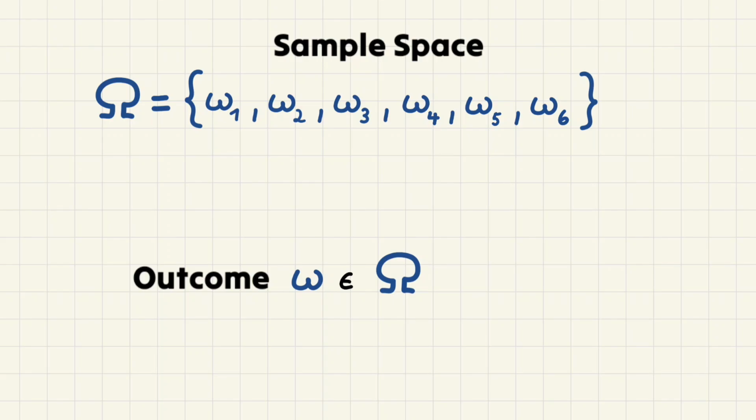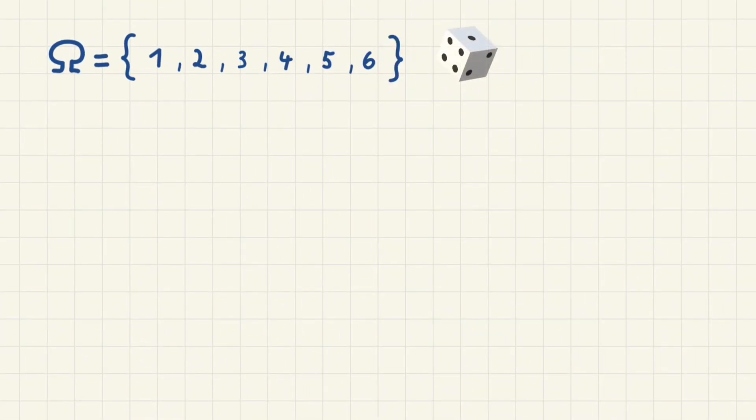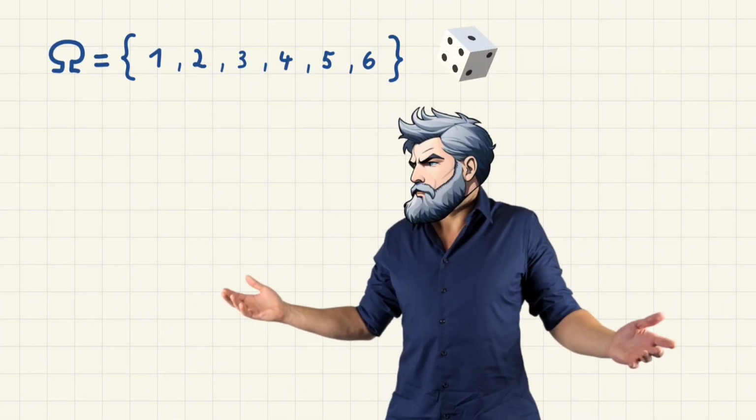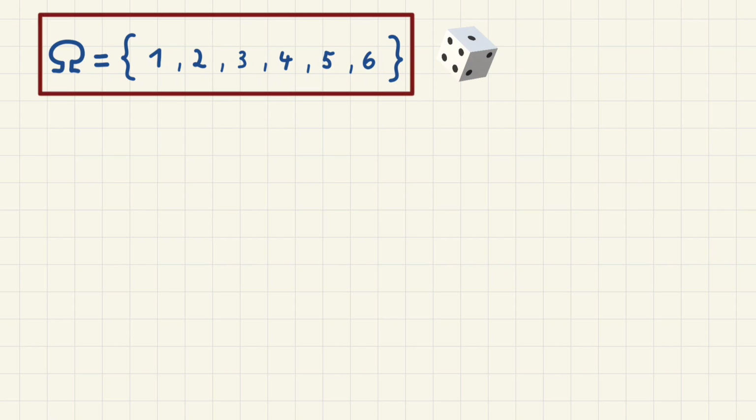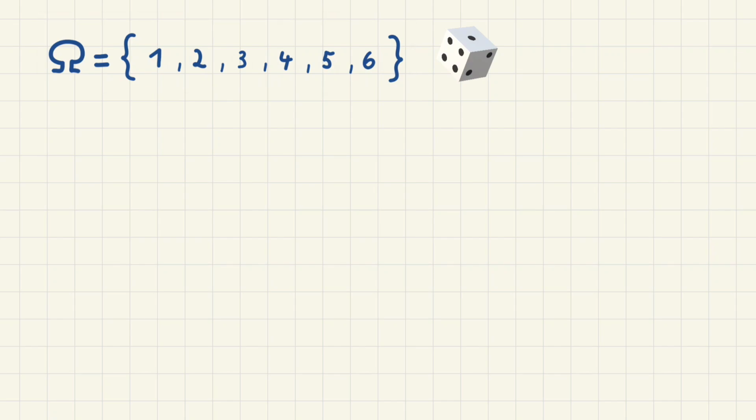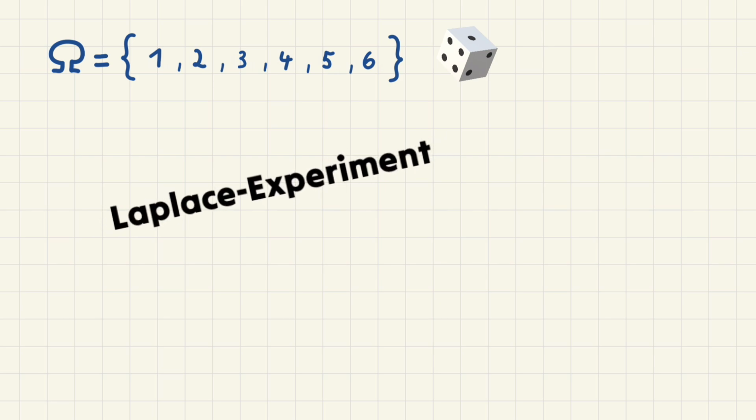Okay, let's take a closer look at the dice example. I get it, dice examples seem lame, but they are damn useful for understanding basic probability concepts. So the sample space in the dice example is this, representing all possible outcomes. Pretty straightforward, yes. Here, all 6 outcomes are equally likely. In this case, the underlying random experiment is called a Laplace experiment.